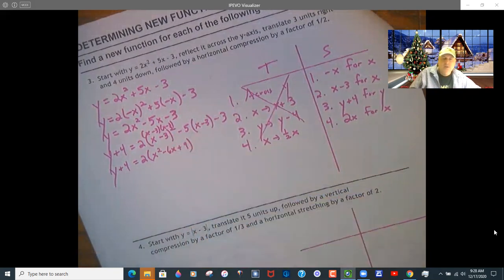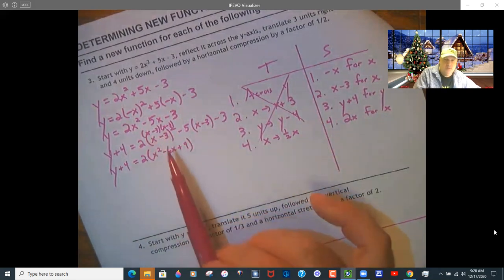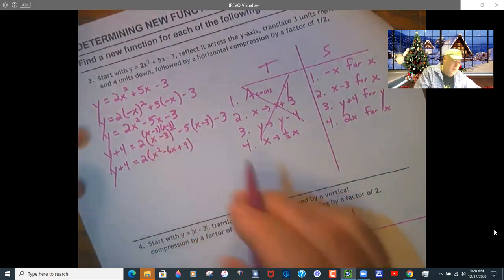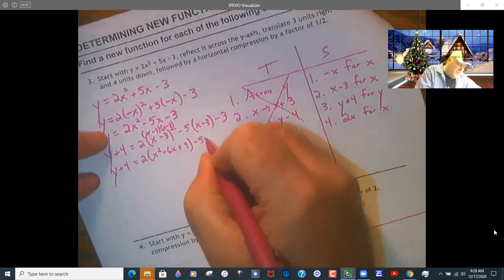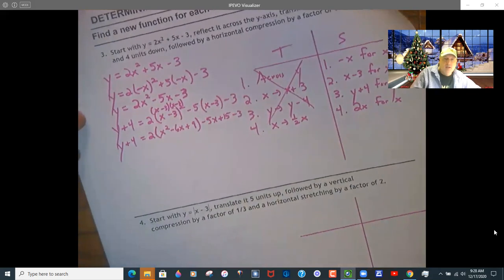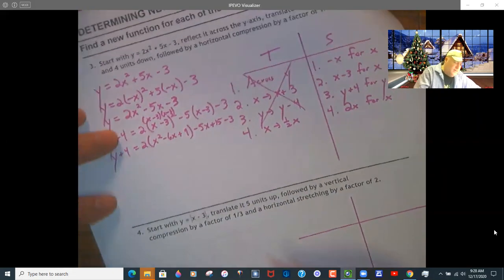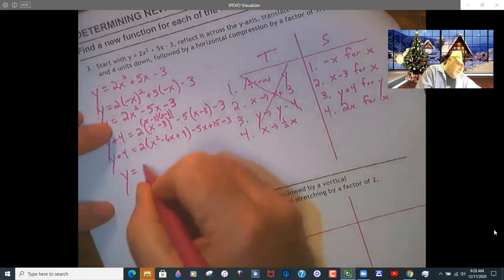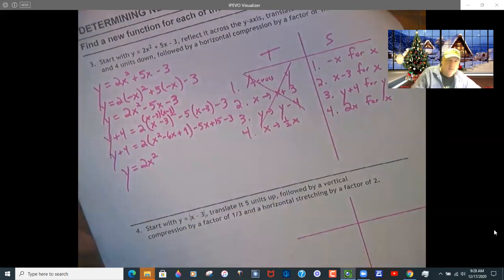This whole quiz, expect that when you do the FOIL, because it's going to be the same thing twice, so you're going to get a middle term. So minus 5x plus 15 minus 3. And now we got to multiply the 2 through, run the 4 to the other side. And then we have one more thing to do.